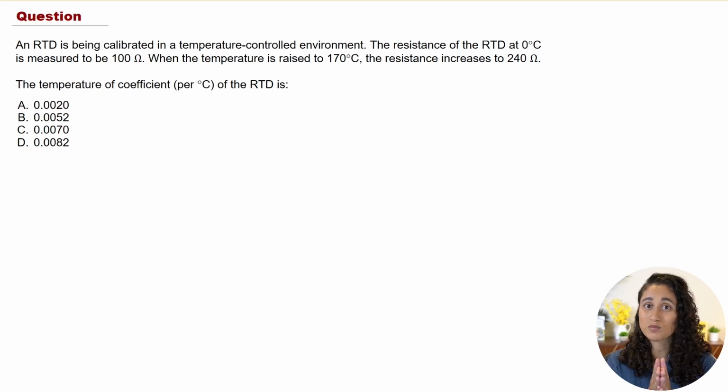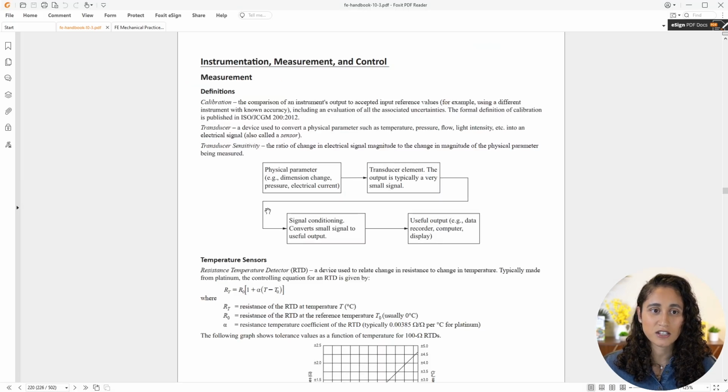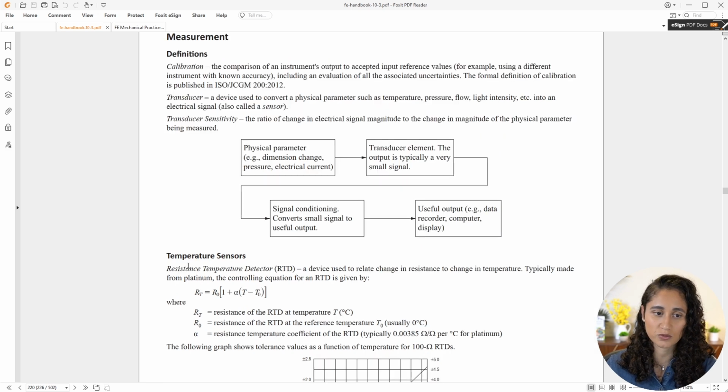To solve this problem, as I mentioned earlier, the first thing we have to do is go to the reference manual and grab the equation. Here under measurement, we are given the equation for RTD, which is just resistance temperature detector. And this is the equation that we're going to use.